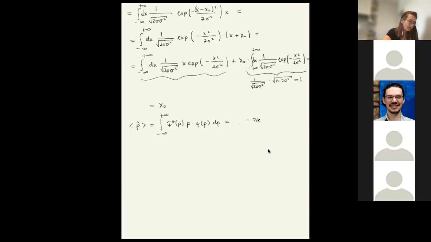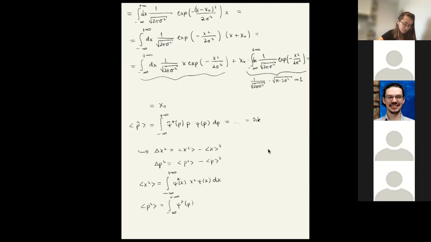Okay, and also in this exercise, I will not do this now, but you also need to calculate the variance of x, which is average of x squared minus average of x, squared, and the variance of p. These averages you already know, we've calculated them. With average x squared and average p squared, it's going to be a bit more cumbersome. You'll need to calculate it directly, so the average of x squared would be the integral from minus infinity to plus infinity, psi conjugate of x, x squared psi of x, dx. And for p, you can do the same in the momentum representation.